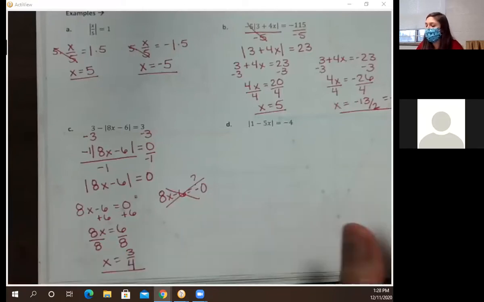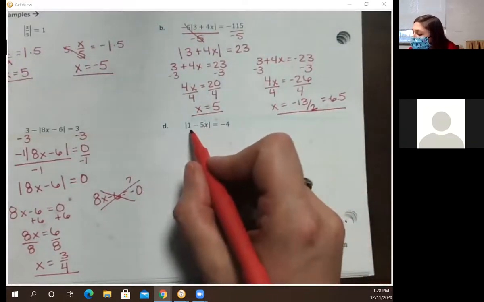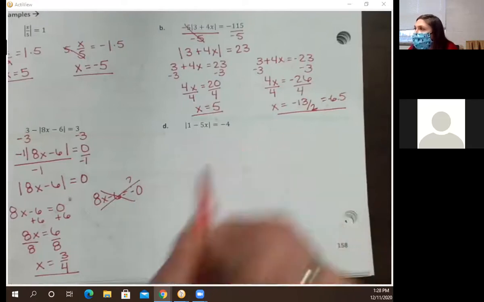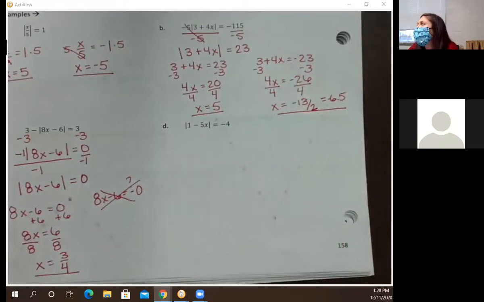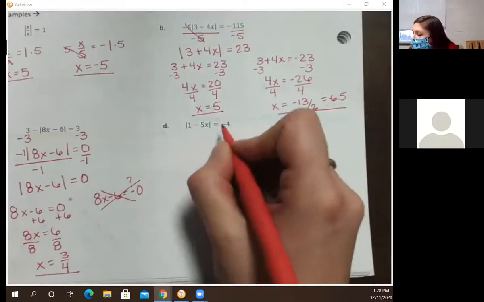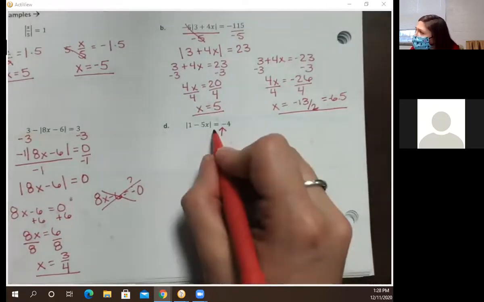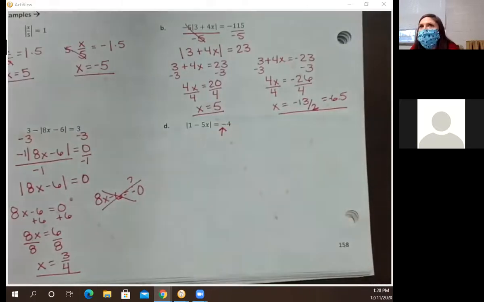Okay, we're going to take a look at one more together for today. For D, we have the absolute value of 1 minus 5x equals negative 4. I just said something really strange. The absolute value of something equals a negative number. Why is that a problem? Yeah, when I take the absolute value, I shouldn't have a negative.